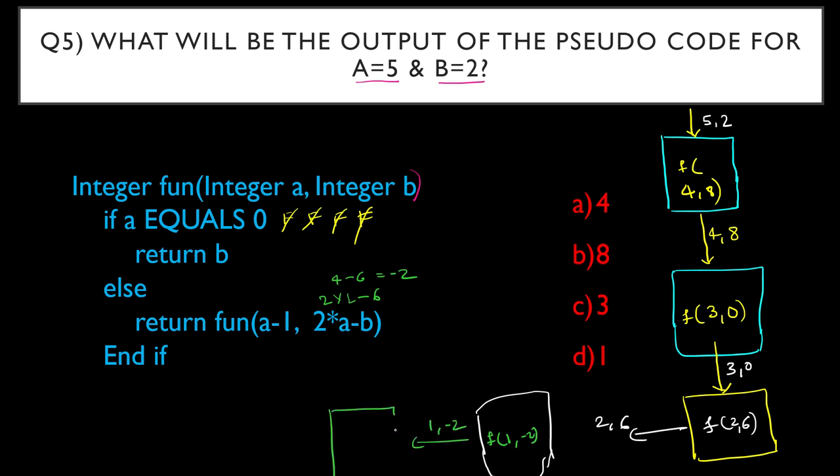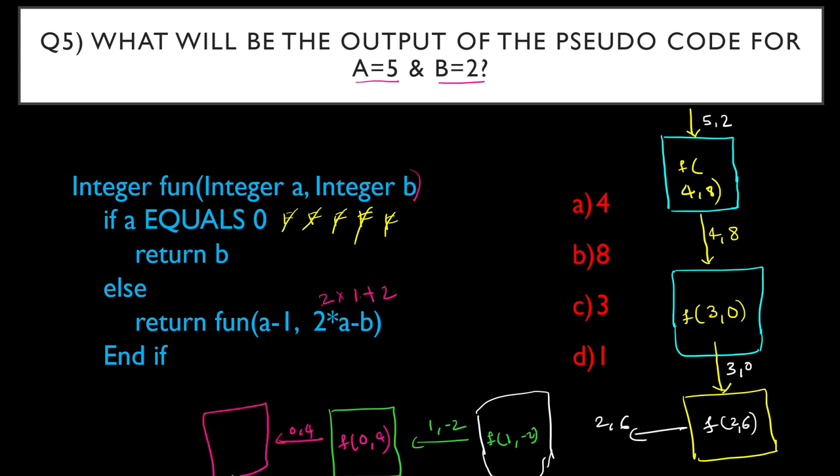Again here you are going to check if A equals 0. Still it is not equal to 0, so the condition becomes false because the value of A is 1. Now you are going to return f of A minus 1, so the value becomes 0. Here again, 2 into 1 minus minus 2, a minus of minus is plus. So 2 into 1 is 2, 2 plus 2 is 4. That is what you are passing here, 0 comma 4.